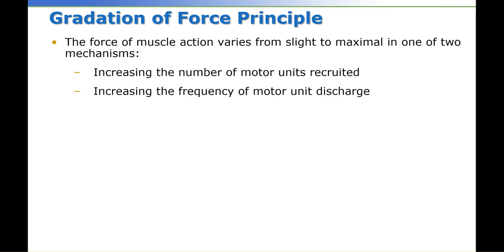Force of muscle action varies from slight to maximal by two mechanisms: increasing the number of motor units recruited and increasing the frequency of motor unit discharge. Activation of all motor units in a muscle generates considerable force when compared with activating only a few units. So total tension also increases if repetitive stimuli reach a muscle before it relaxes. These range from the delicate touch of an eye surgeon repairing a retinal blood vessel to the maximal effort in throwing a baseball fast.